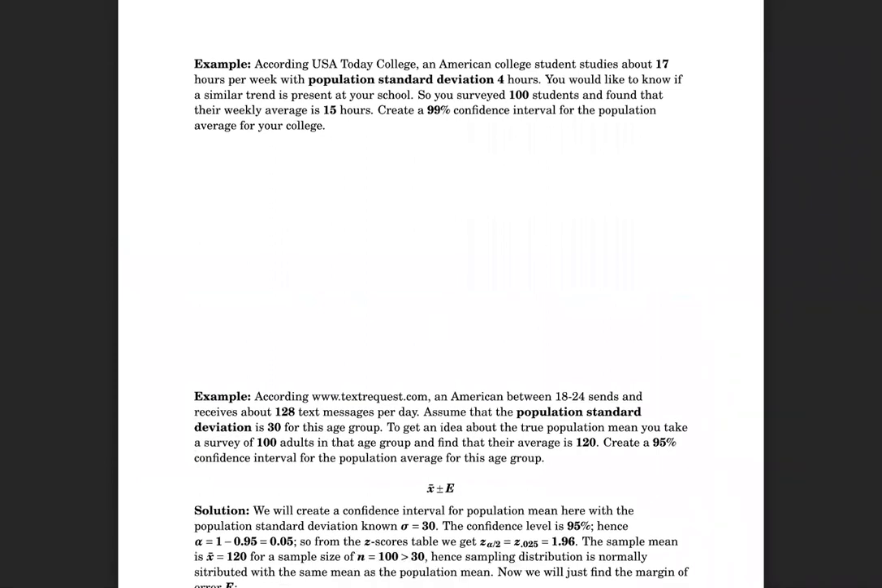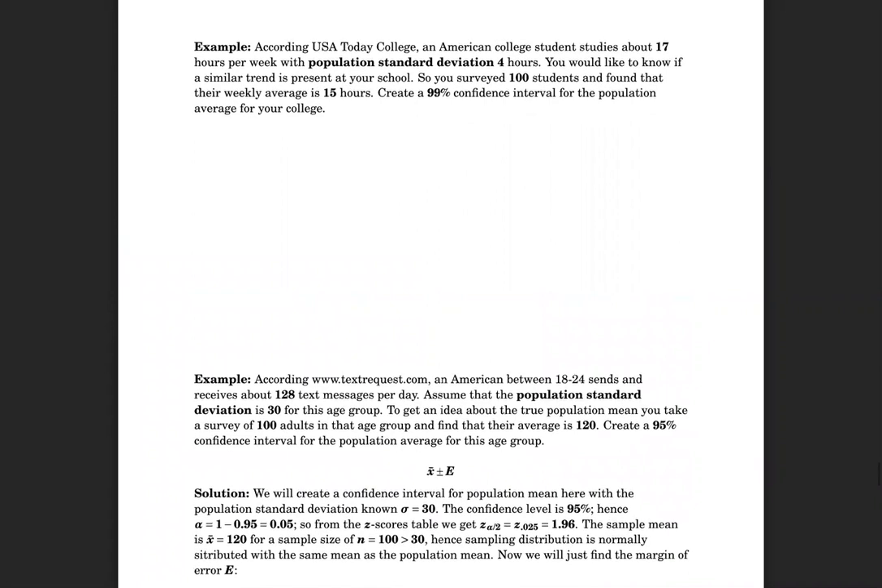Next, according to USA Today College, an American college student studies 17 hours per week with population standard deviation 4 hours. Again, I got this number from USA Today College. There's a newspaper, USA Today, and they probably have a college version. So I got that from there. So according to that, 17 hours is what the average college student studies per week. And the standard deviation, I made it up.